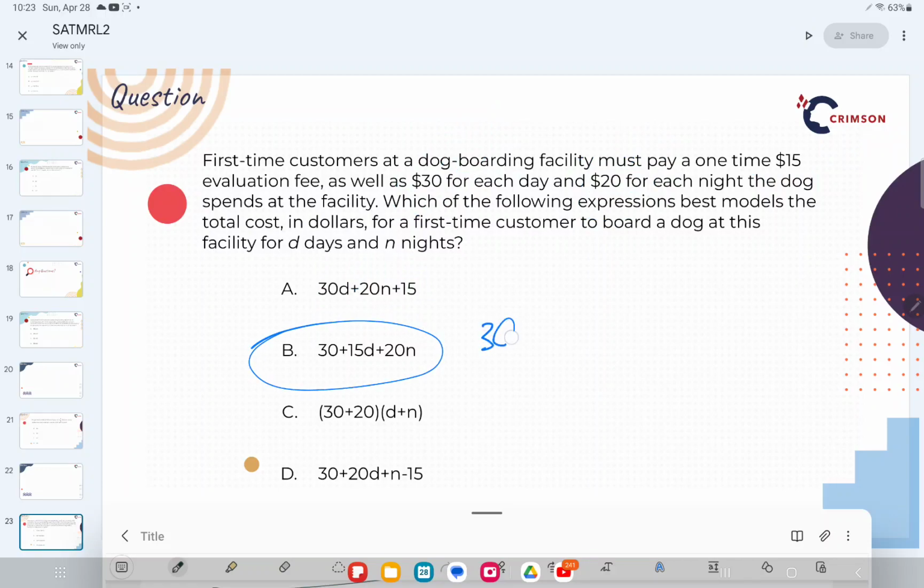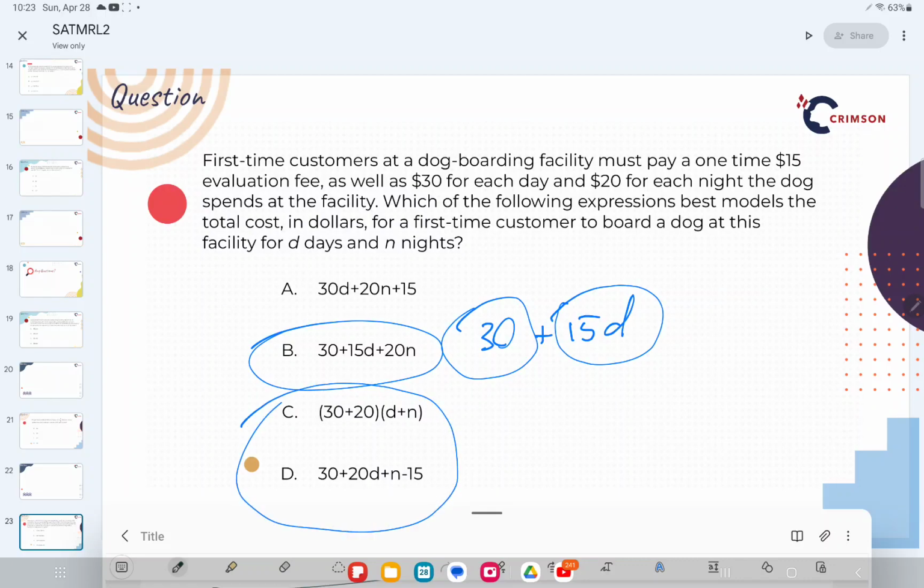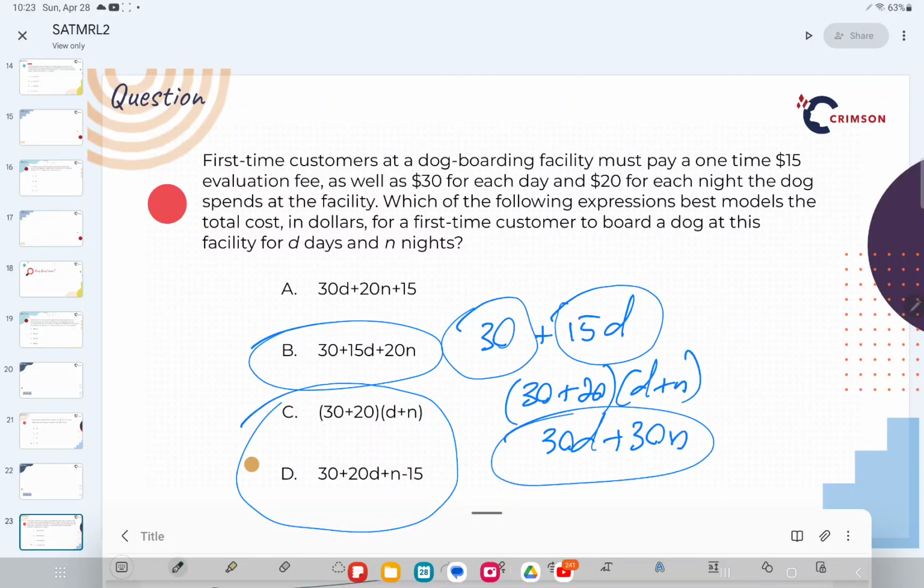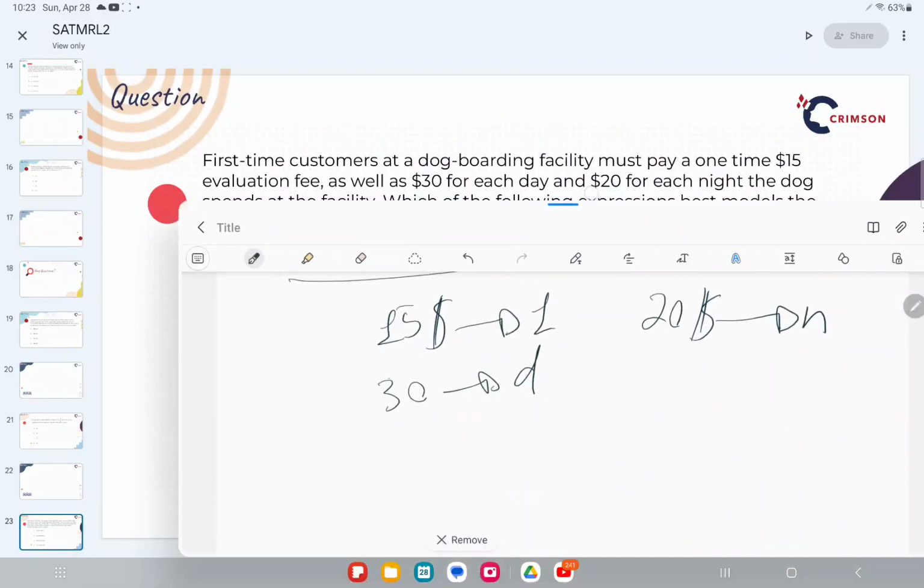Now, why is this one wrong? 30 plus 15d. Did they say 15 days? Did they say I need to pay $15 for every day and $30 a one-time fee? No. For the same reasons, this one is wrong, because if you do 30 plus 20 times d plus n, you start expanding: 30d plus 30n. Now I can stop here. It's $30 for a day and $20 for each night, not 30. And the same logic applies to the rest.